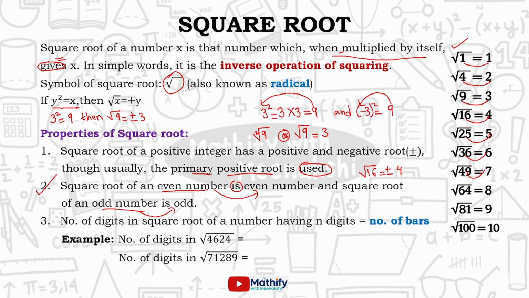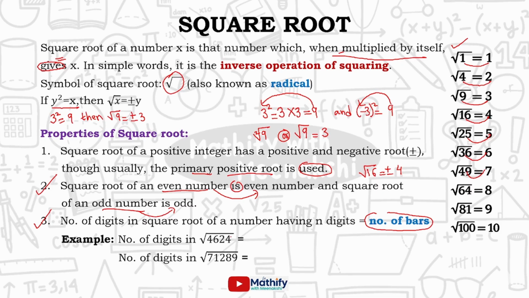Now let's move to the important property. That's third property. Number of digits in square root of a number having n digits. So if someone will ask how many digits, you can say that in square root of 4624. They're not asking answer. They're saying how many digits will be there in the square root of this number. So answer is number of bars. So what you have to do, you have to simply count the number of digit pairs. You can say bars in that number.